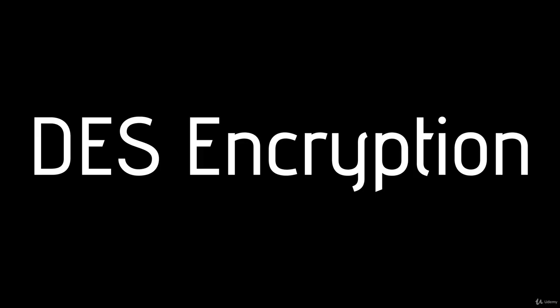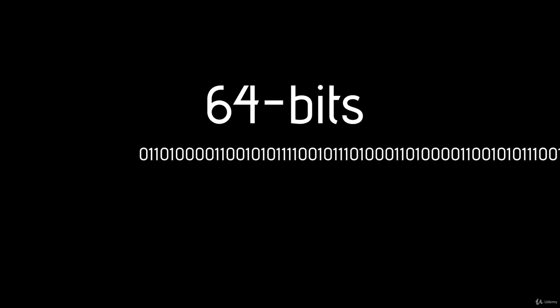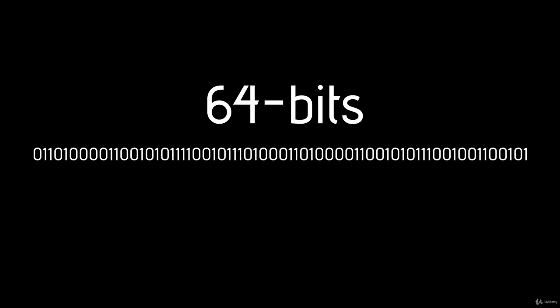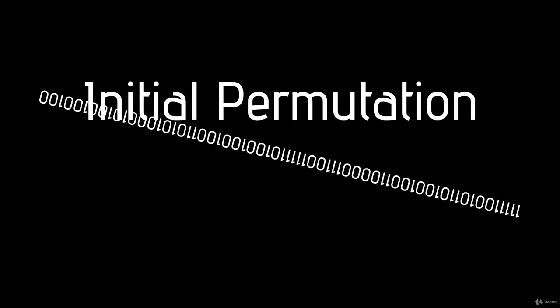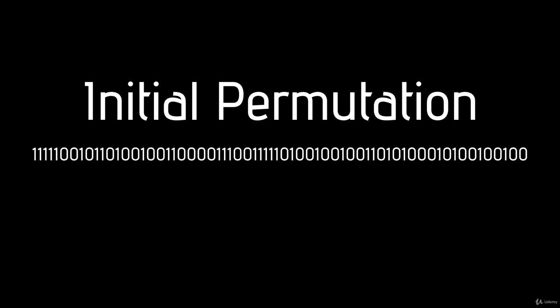The first step of DES encryption is to grab a 64-bit chunk of plain text from the data stream we wish to encrypt. We perform what's known as an initial permutation, a very specific stirring of the data. Okay, now that we've done the initial permutation, let's set the data aside for a moment and look at the key.